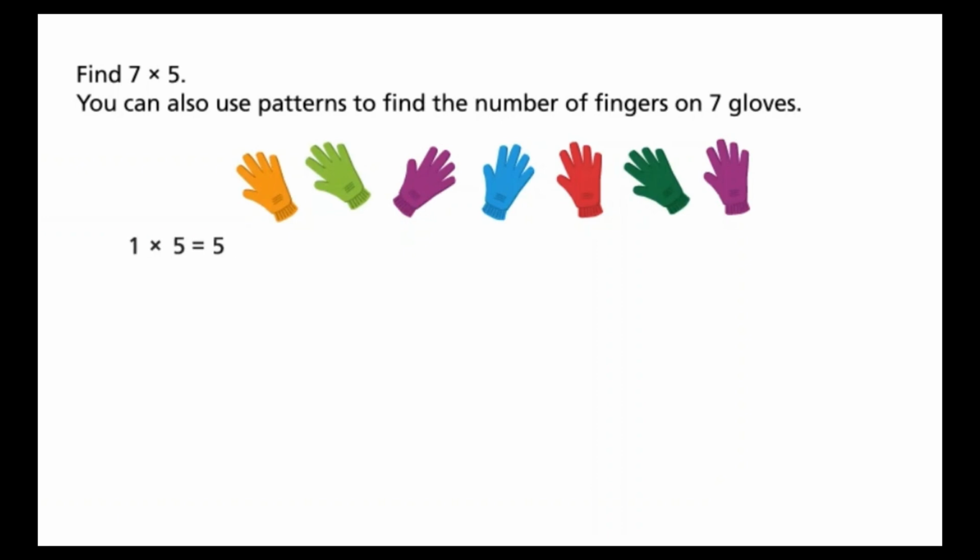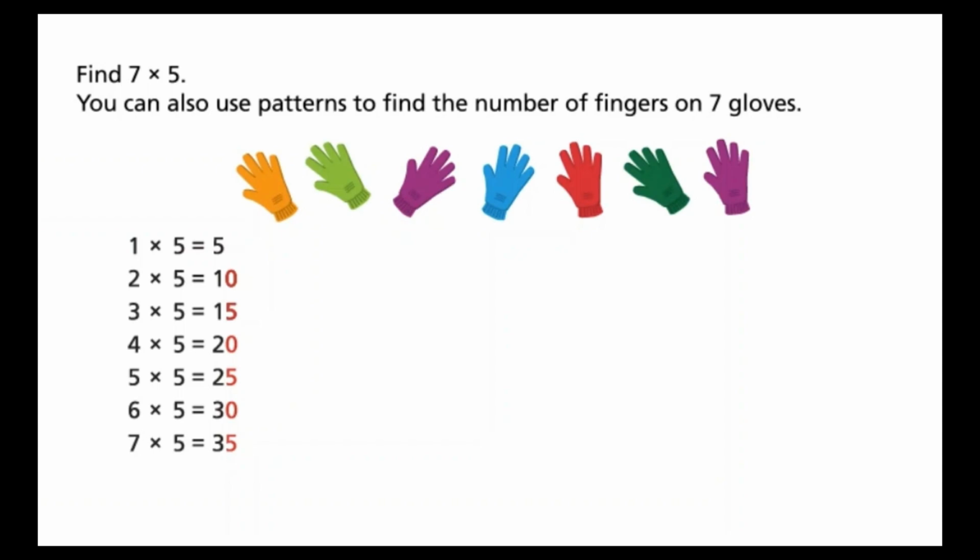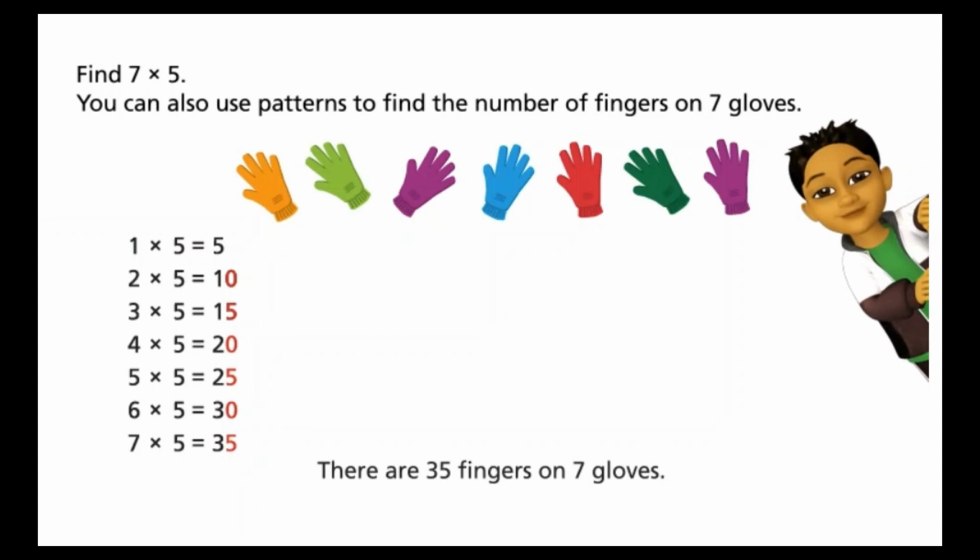1 times 5 equals 5. 2 times 5 equals 10. 3 times 5 equals 15. 7 times 5 equals 35. There are 35 fingers on 7 gloves.